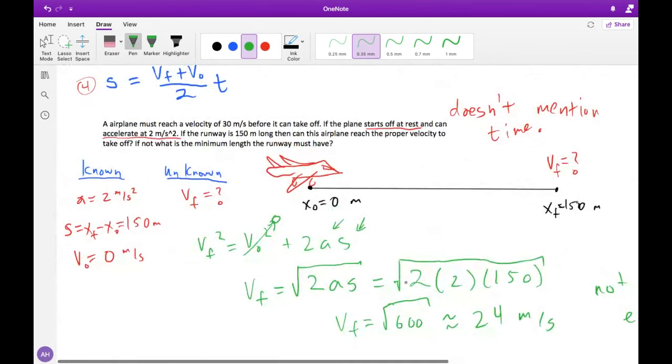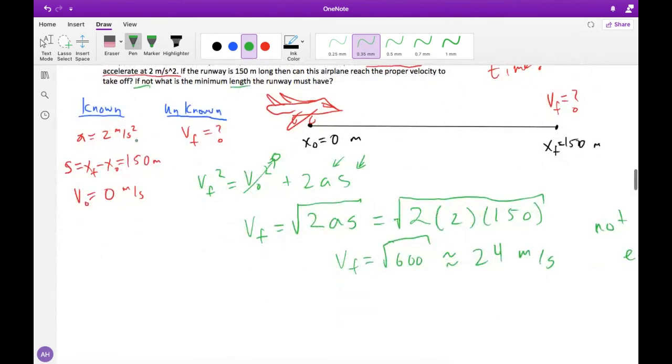So then, the next part of the question asks us, if not, which we know it's not, then what is the minimum length that the runway must have? So for the second part of the question, we slightly have to change our knowns and our unknowns.